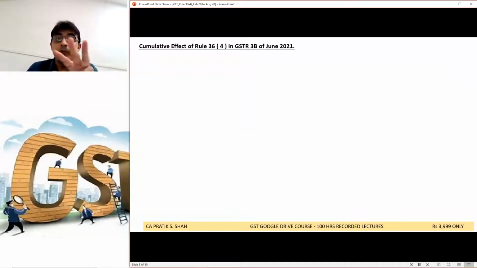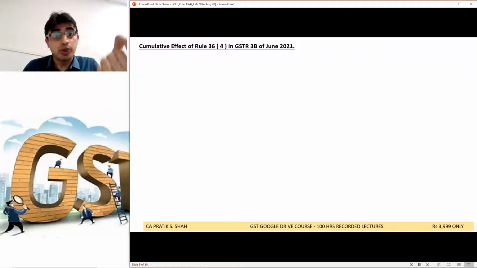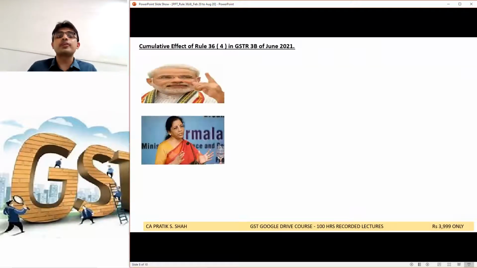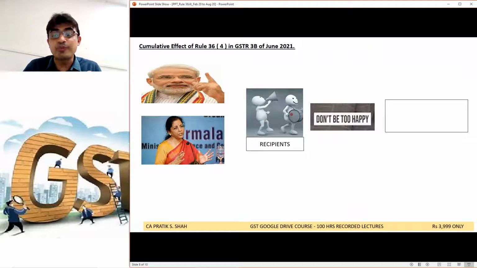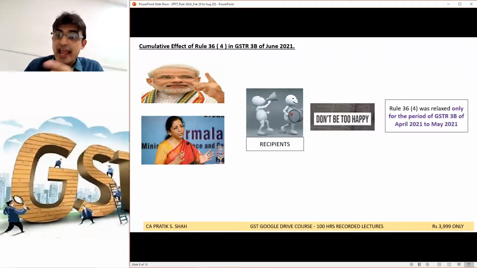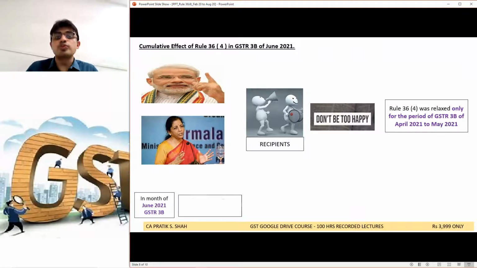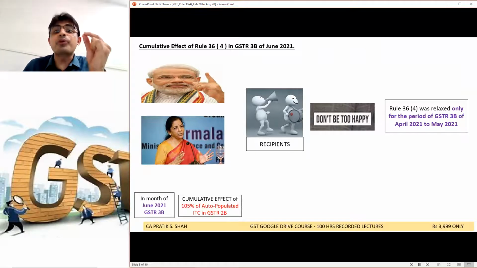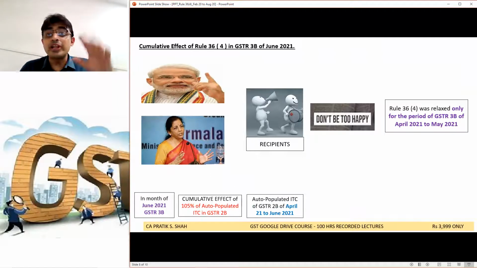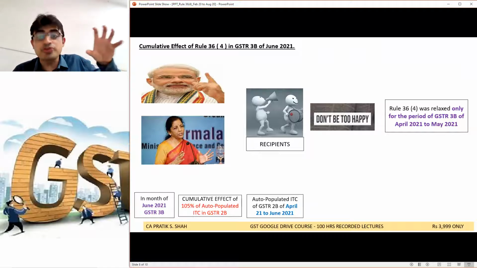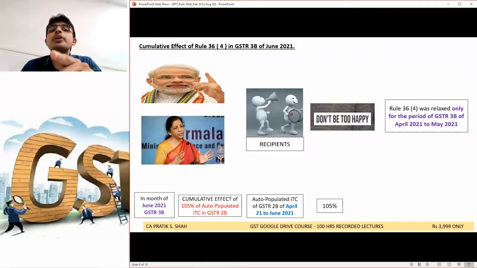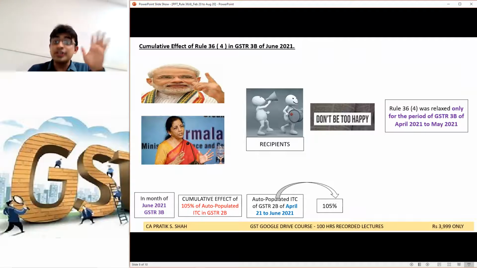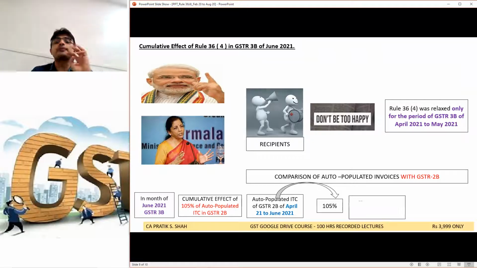I will ignore 2B. But the third part is, don't be so happy. Government will not make you too happy. You have to give cumulative effect of Rule 36(4) in GSTR 3B of June 21. Government says, recipient, please don't be too happy. Rule 36(4) was relaxed only for April and May. In the month of June, you need to give cumulative effect of 105% of auto-populated ITC as per 2B. So the auto-populated ITC of April 21 to June 21, which is there in 2B, into 105% you can take. Correct? Into 105%. You need to compare for 3 months.